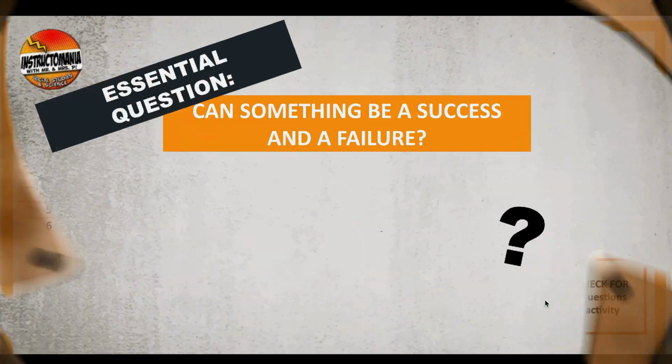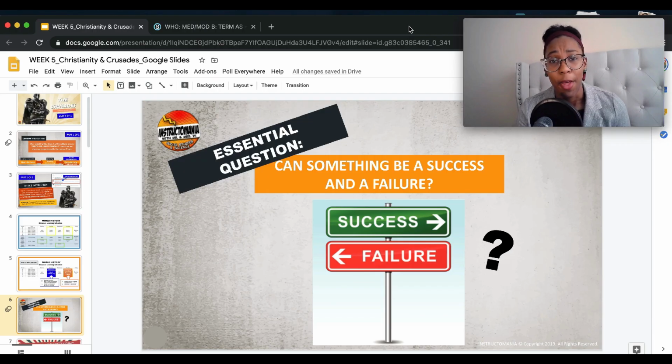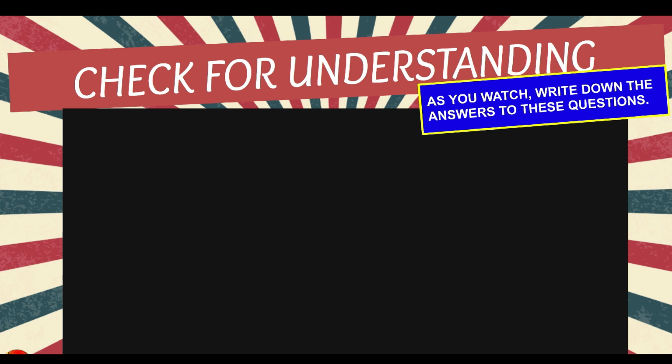Moving on. Today's essential question: can something be both a success and a failure? Think about that and answer that discussion question on Schoology. Today we're going to be talking about an event in history that was considered both a success and a failure. But you be the judge. While you're watching this video, be on the lookout for answers to these questions. Check for understanding questions. As you watch, write down the answers, okay?